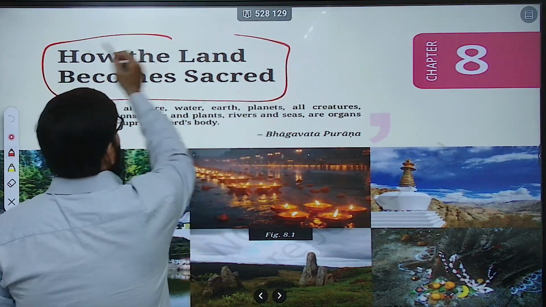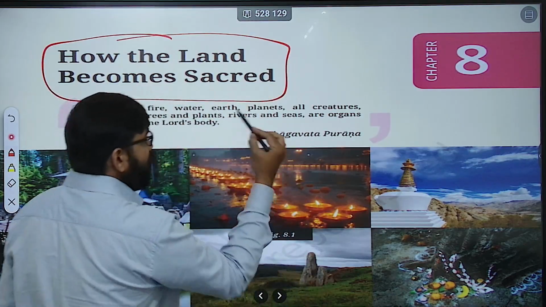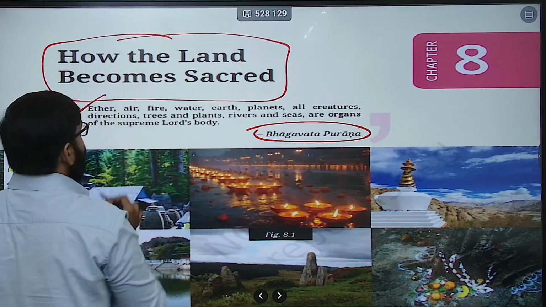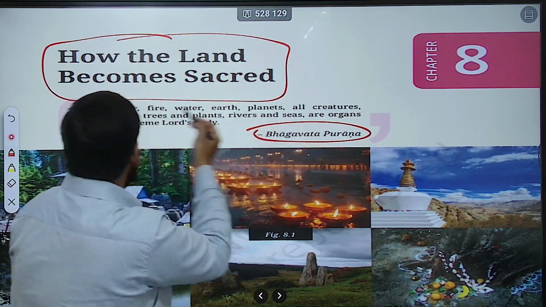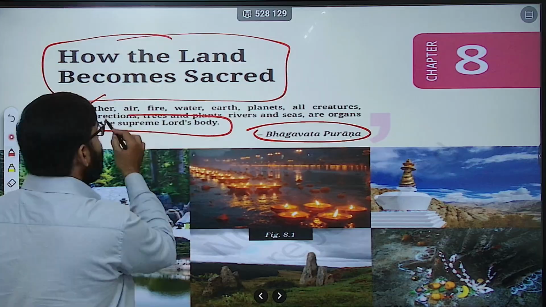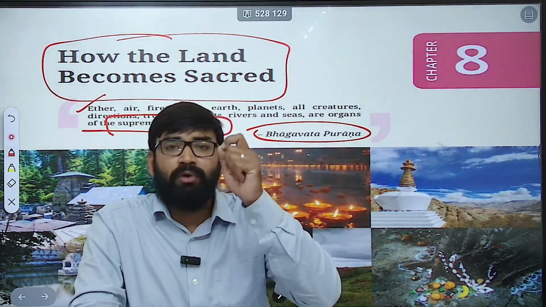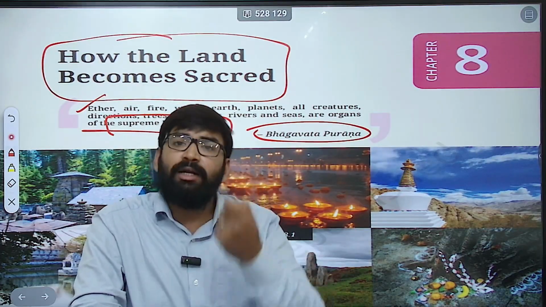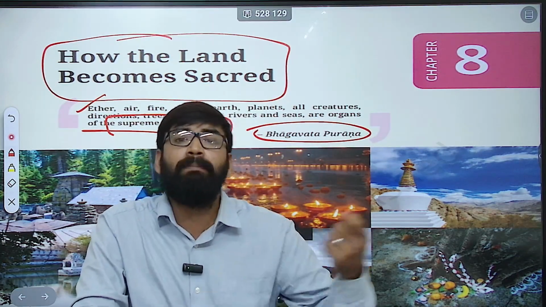Chapter number 8, it is very important how the land becomes sacred. The chapter starts with the quote of the Bhagavad Puran: the air, fire, water, earth, planet, all creatures, directions, trees and plants, rivers and seas are organs of the Supreme Lord's body. So this chapter beautifully explains the sacredness of Indian land, emphasizing that India is not just a piece of land but a holy and revered place.